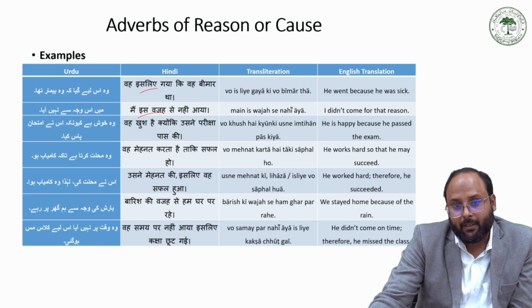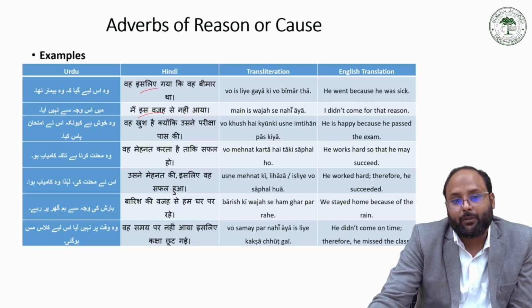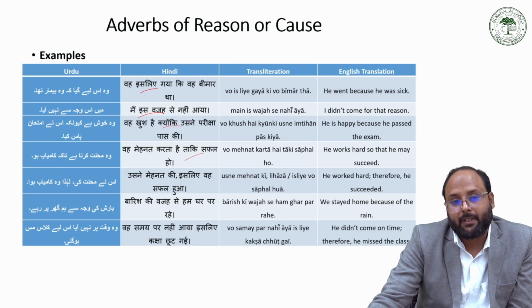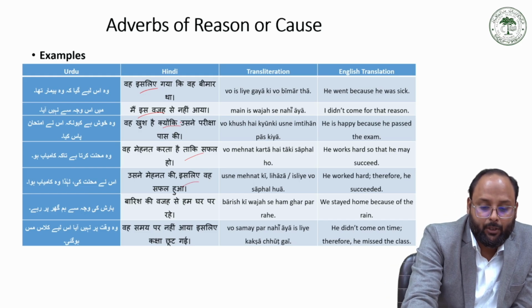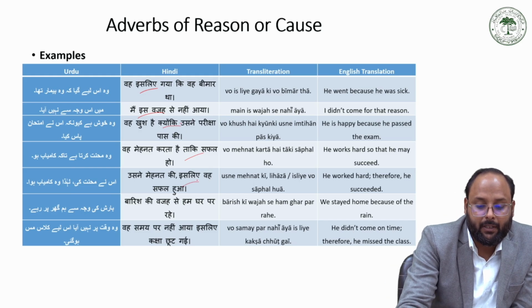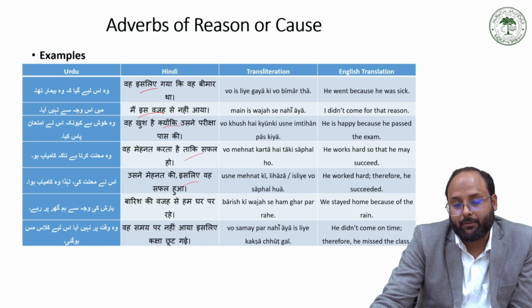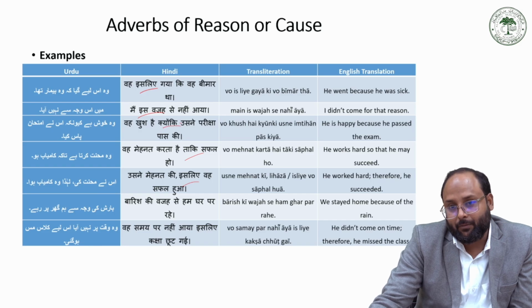That is another adverb. वो मेहनत करता है ताकि सफल हो जाए. So that is another adverb, ताकि. And in this first sentence, क्योंकि उसने मेहनत की इसलिए वो सफल हुआ. So that is the इसलिए. So in this sentence, like क्योंकि, ताकि and इसलिए, they are just connecting the two actions. So they are the adverbs of reason or cause. In one sentence we have some effect, and in the other sentence we have some cause.